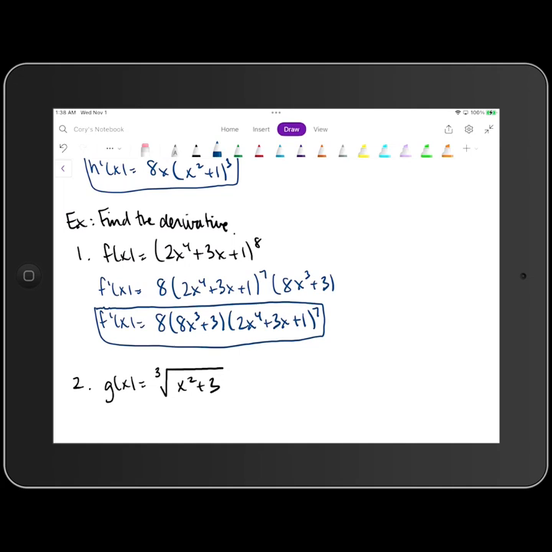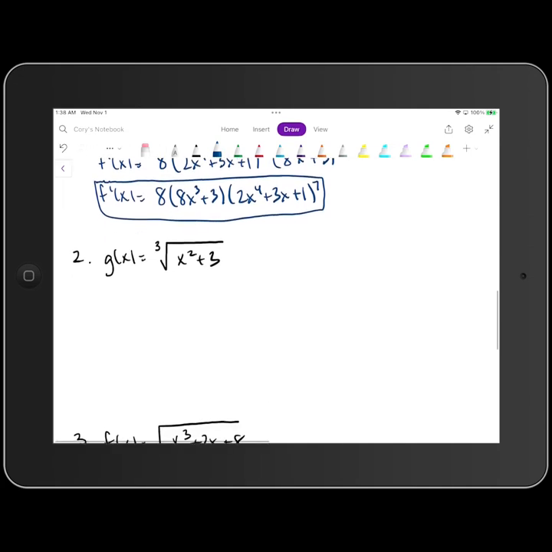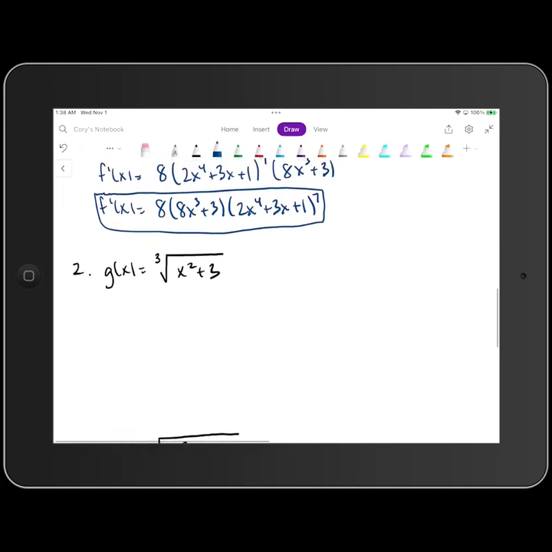Okay, so for the last 3 examples, I want you to pause the video and work the example out on your own. And then when you have it completed, unpause the video, and you can follow along as we work it through together.